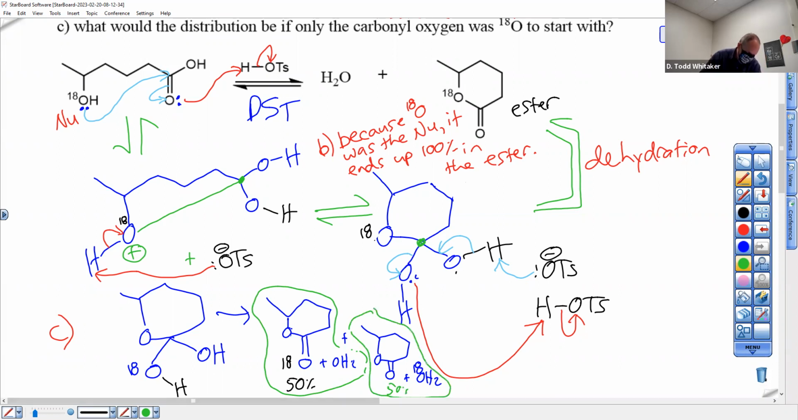So that answers the question, right? What would be the distribution? What would the distribution be if only the carbonyl was O18 to start with? You'd say half of the O18 ends up as carbonyl in the ester, and the other half ends up in water. That's a good answer if you want to use words. Picture answers it. There's two pictures here at the end that says where all the O18 ended up. And end of story. It's a good one.